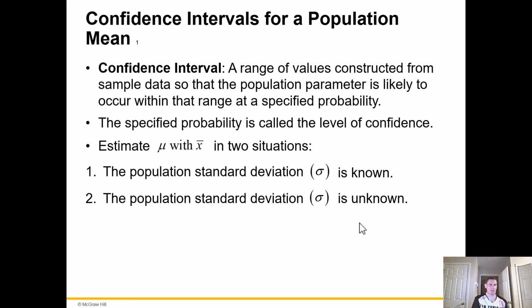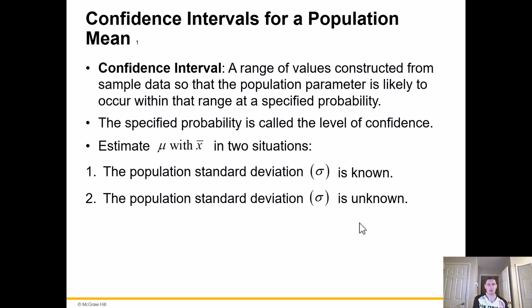So let's talk about confidence intervals for a population mean. A confidence interval, think of it like a range of values constructed from sample data so that the population parameter is likely to occur within that range at a specified probability. The specified probability is called the level of confidence.